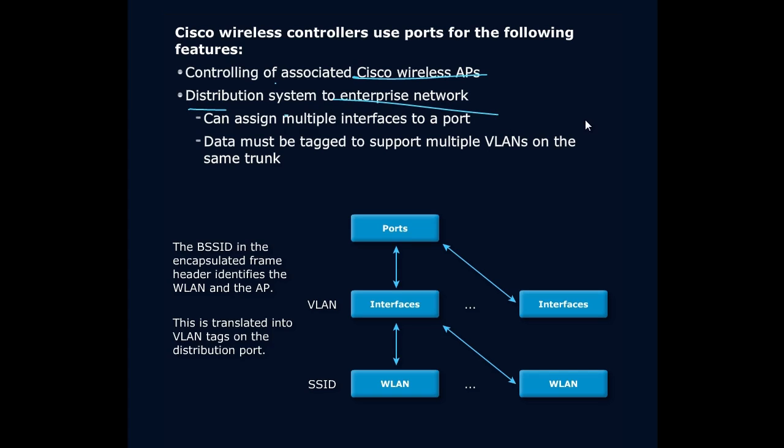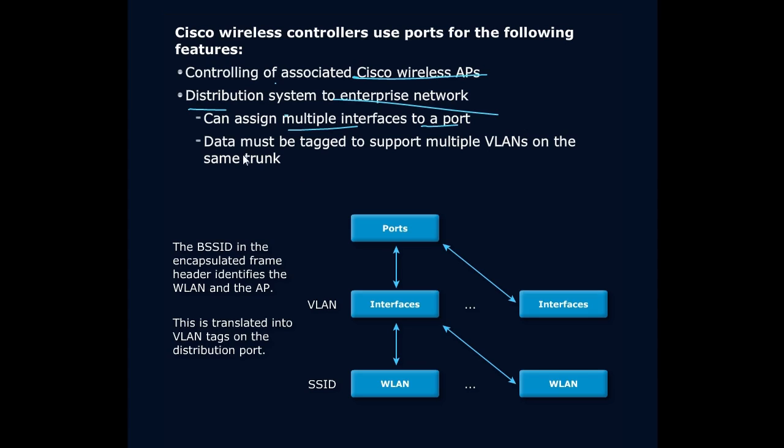It can even be directly connected to our APs, but in most cases, we use these ports to connect up to other switches, and then our traffic from our AP uses a CAPWAP tunnel to come back and communicate directly to our wireless LAN controller. We can assign multiple interfaces to a single port, right?